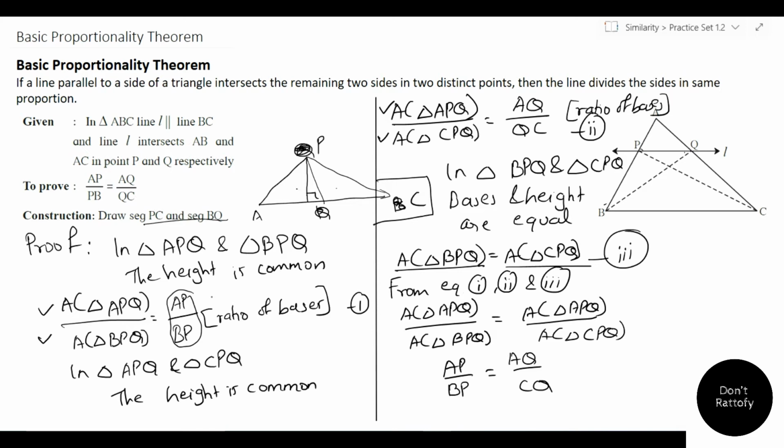Okay, in simple words, the ratio formed by point P on side AB and the ratio formed by point Q on side AC are both equal. This is the theorem called the basic proportionality theorem. The shorter version is called BPT. We'll be doing the converse now.